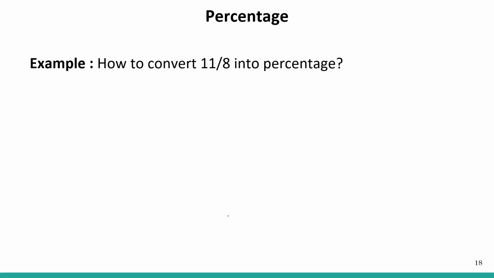Let's go forward. Let's see how to convert 11 by 8 into a percentage. What you do is you have 11 and try to divide it by 8. 1 times 8 is 8, so you have 3 remaining. So you first convert it to a mixed number. 11 by 8 is equal to 1 whole and 3 by 8. So this much percent.